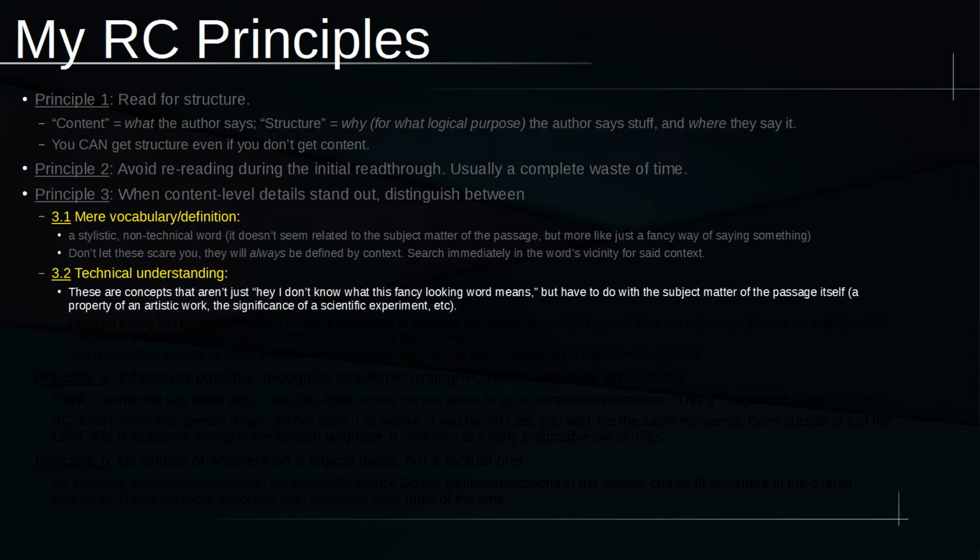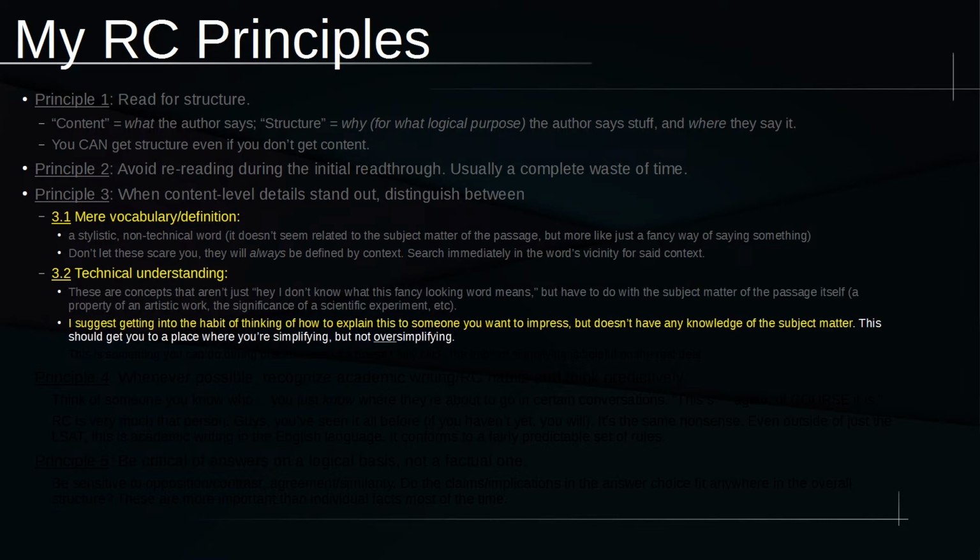So if this was an art passage, technical understanding, technical information would be about a property of that artistic work. And if this was a science passage, maybe it would be the significance of a scientific experiment or how it was run, something like that. Basically things that have to do not so much with just mere language and communication, but more about the actual subject matter that is inside the passage itself.